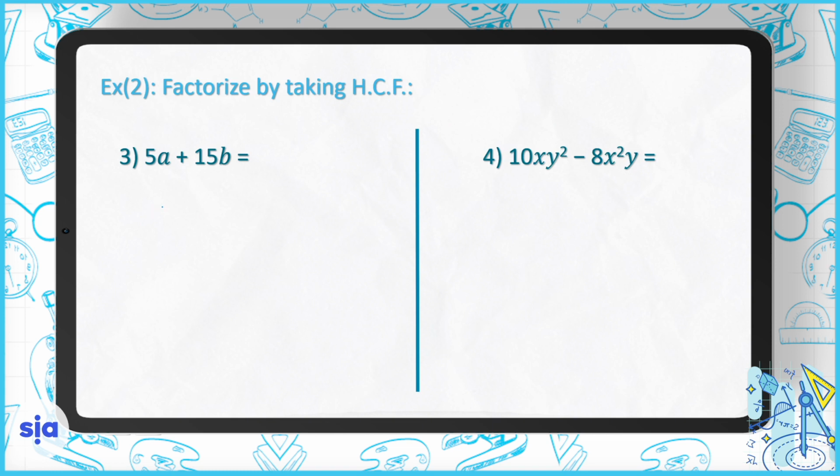Question 3. 5a plus 15b. The HCF is 5. And then we divide the 5a by 5, which is a, plus the 15b by 5, which is 3b. Question 4. The HCF is 2xy. Then when we divide each term by the HCF, which is 2xy, we result inside the bracket as 5y minus 4x.